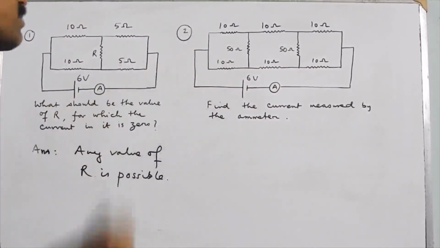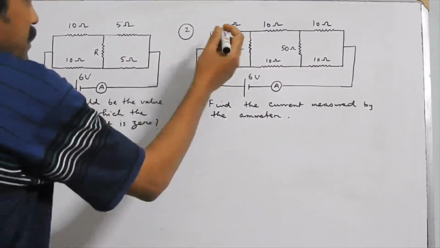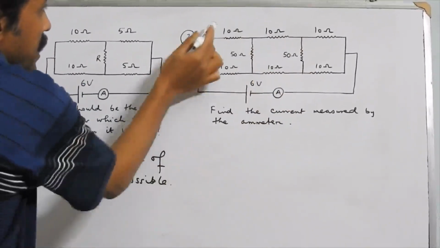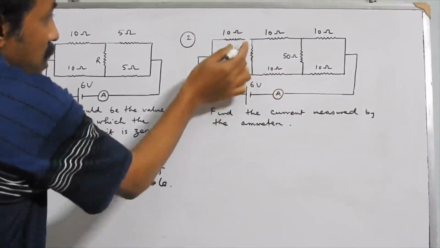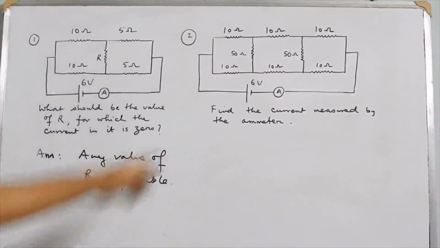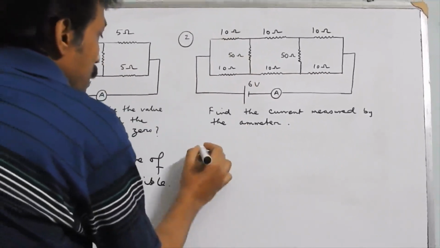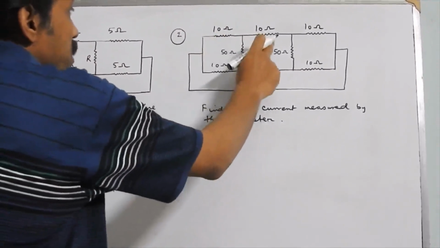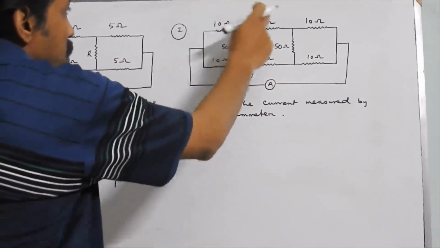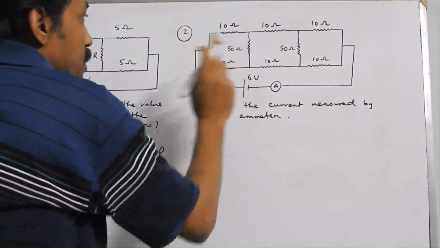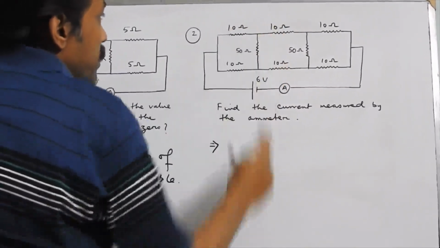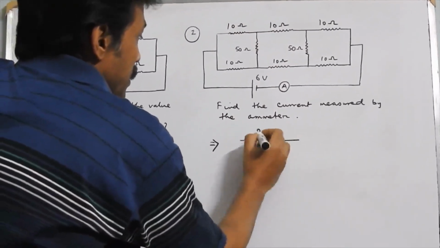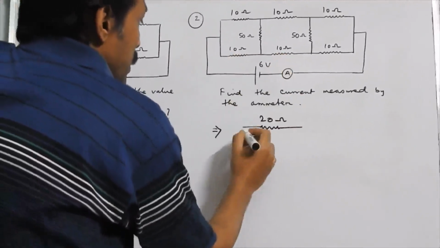Again, if you look at this problem, you see that this segment is again a balanced Wheatstone bridge, because 10 upon 10 is 10 upon 10, which means that no current is flowing through 50 ohm. So if you simplify, this will give you a network like 10 ohm and 10 ohm in series. Remember that 10 upon 10 is 10 upon 10, so no current is flowing through 50 ohm. So this will reduce to 10 plus 10, 20, and 10 plus 10, 20.